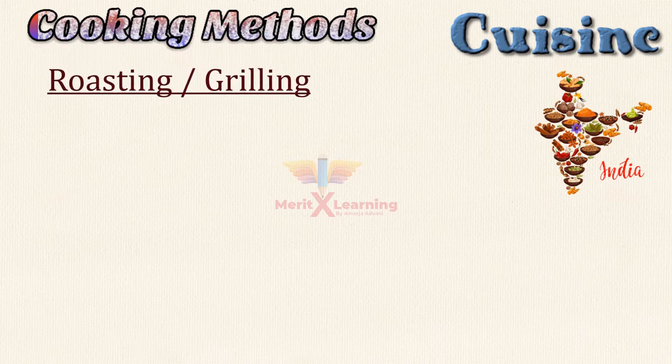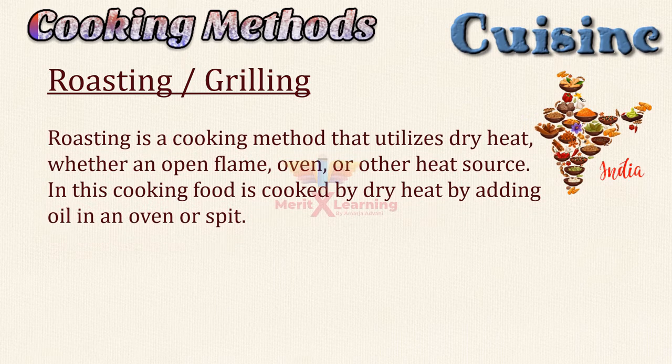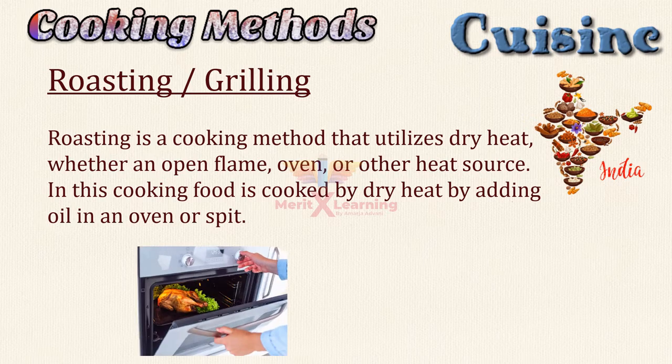Next type of cooking method is roasting or grilling. Roast karna ya grill karna. Roasting is a cooking method that utilizes dry heat, whether an open flame, oven or other heat source. In this cooking, food is cooked by dry heat, by adding oil in an oven or on a spit.